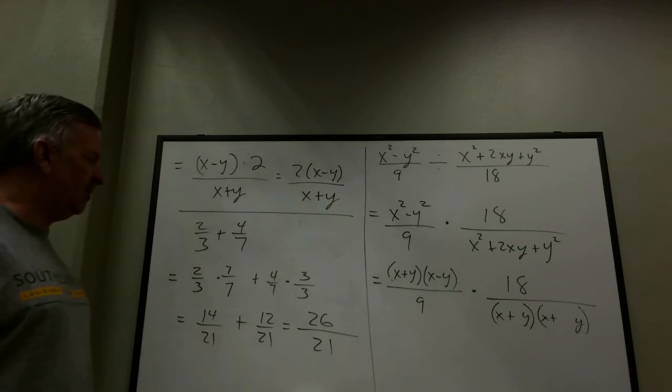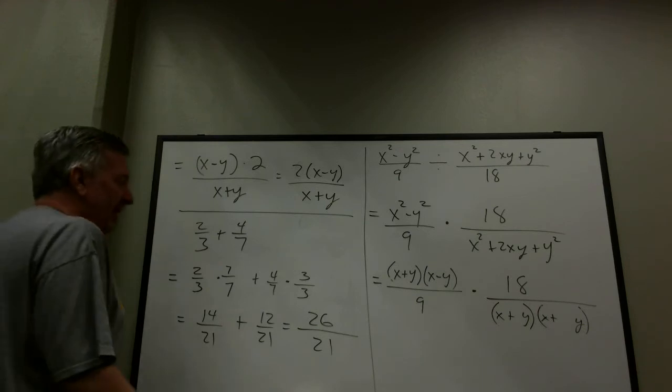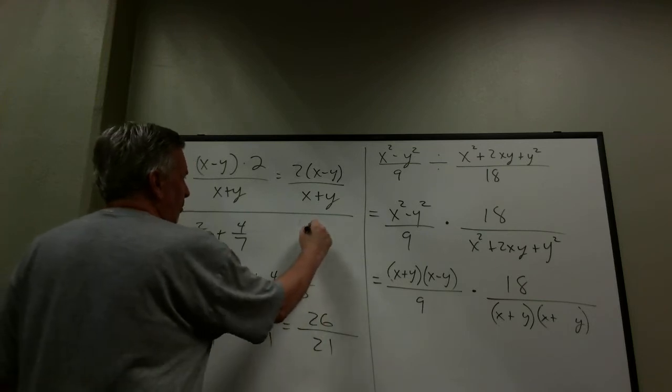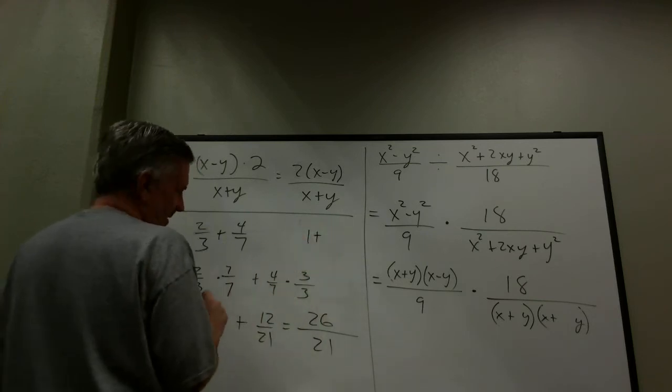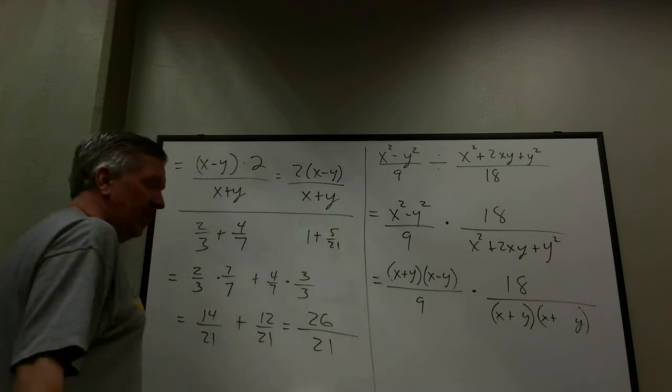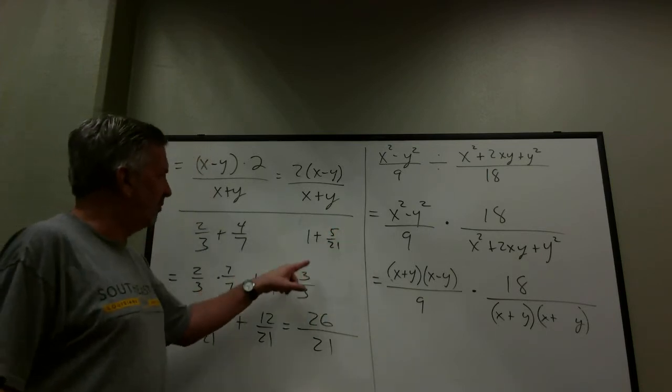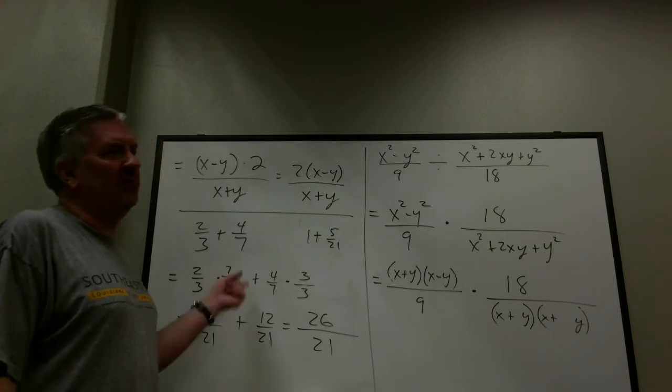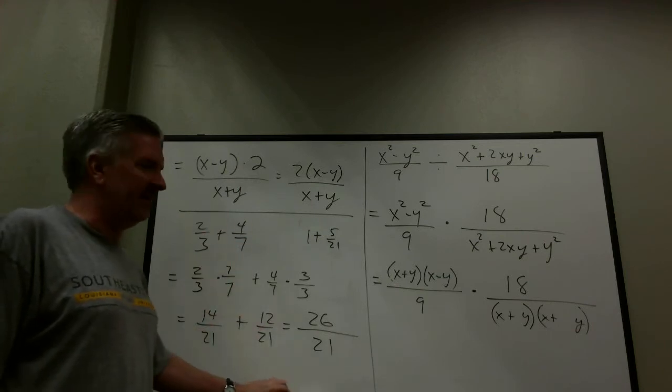Okay, so 26 over 21. If you did want to write it as a mixed numeral, you would put 1 plus 5 over 21. That's why they should teach it in grade school, because in grade school you write 1 and 5/21. Then when you get into higher order math, you never write that again.